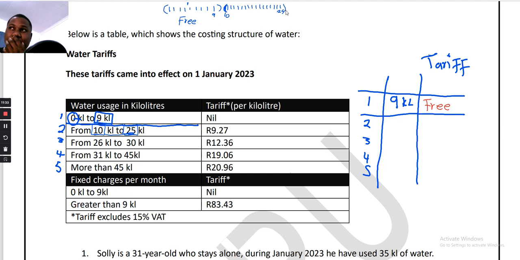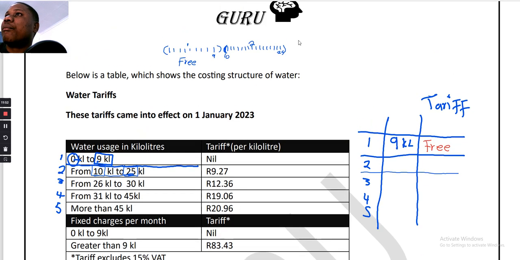That means 25 is this last line. So now we come to check how many kiloliters can be accommodated in block number 2. Remember, here we are still talking about block number 2. So in block number 2, we are going to count now.